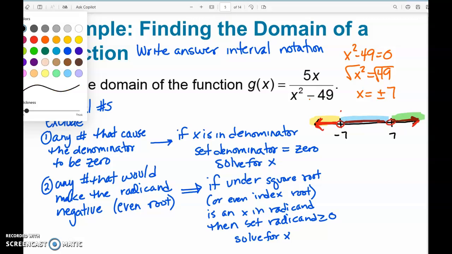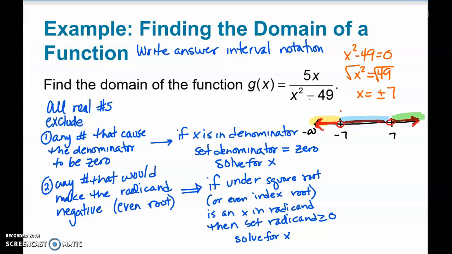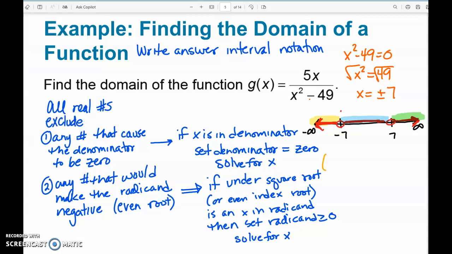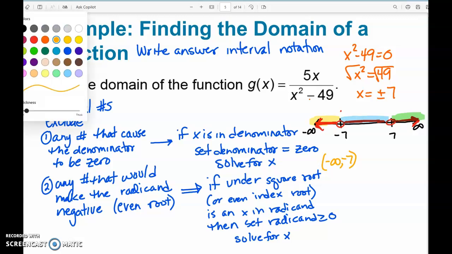And I'm going to express them each in interval notation, keeping in mind that as we go to the left, we go to -infinity, and as we go to the right, we go to +infinity. So the left side here in yellow, to write that in interval notation, I would say smaller endpoint, comma, larger endpoint. And I'm excluding -7, so I'm going to use a parenthesis. Infinity always has a parenthesis touching it.